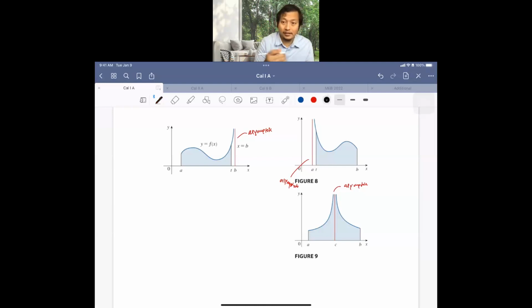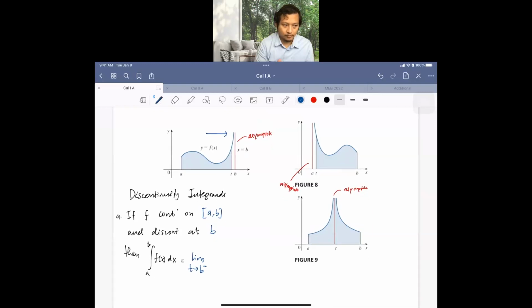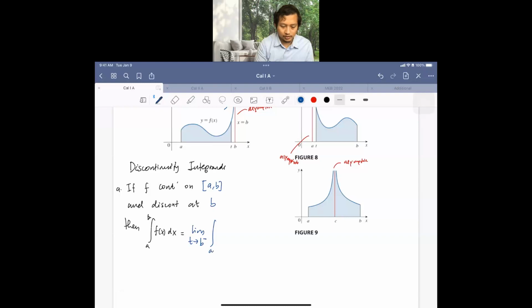So what will happen in our construction in our integral? Let me give you some slide rules. This is what we call the discontinuity integrands. First, if the function is continuous on the interval [a, b), and discontinuous at b, then this integral we can write as the limit as t approaches b from the left, from here, of the integral from a to t of f(x) dx.